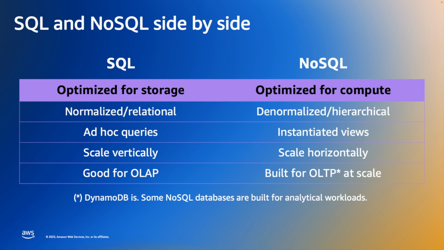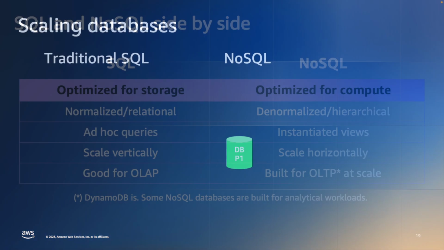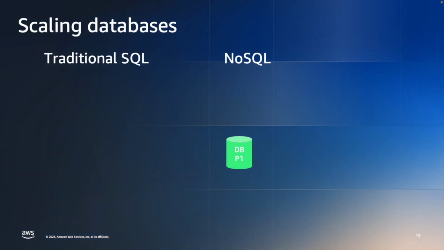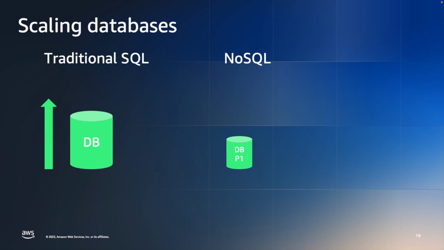Now, the ad hoc queries, we can solve for ad hoc queries, but we have to bring in other solutions. Like, for example, you can export your table data to S3 and then query it via Athena. So we have a native export to S3 feature. Now, with NoSQL databases, you start with one node, and that's your building block. It's just the first one.